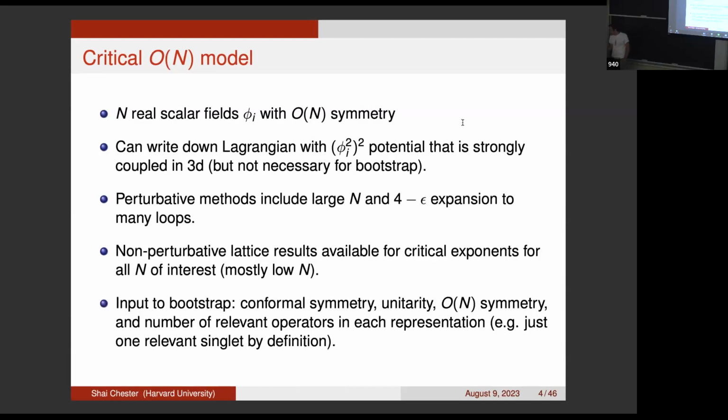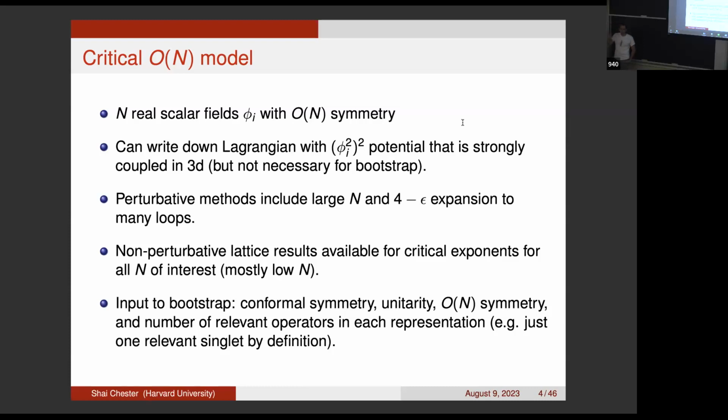Okay, so just to briefly review the Bootstrap, for maybe those who missed some previous lectures. The inputs to the Bootstrap do not involve the Lagrangian. All they involve is conformal symmetry, unitarity, the global symmetry, in this case O(N), and the number of relevant operators in each representation. So in particular for the critical O(N) model, we define the model, because it's a critical theory as opposed to a tricritical theory, to have one relevant singlet.